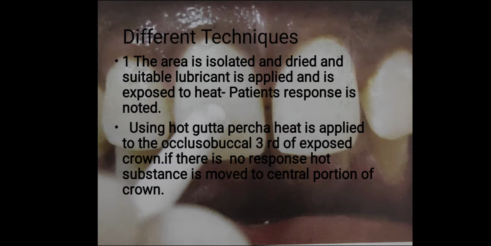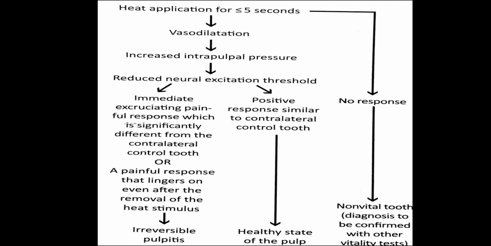Number one, the area is isolated and then is dried, and then a suitable lubricant is applied. And finally, it's exposed to heat. Patient's response is then noted. Number two, using a hot gutta, heat is applied to occlusal buccal third of exposed crown. If no response is found, then hot substances move to the central portion of the crown, and then the patient's response is noted.